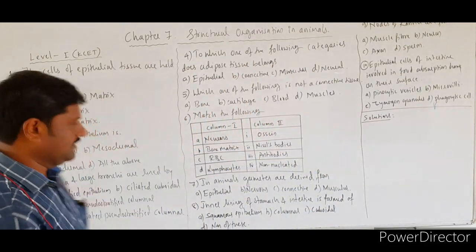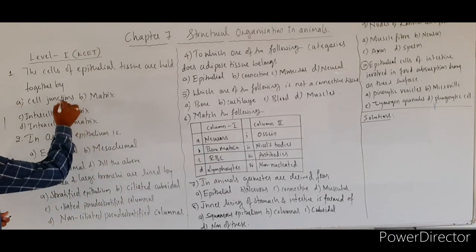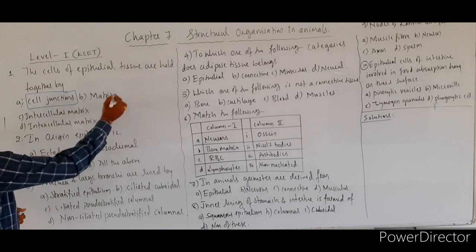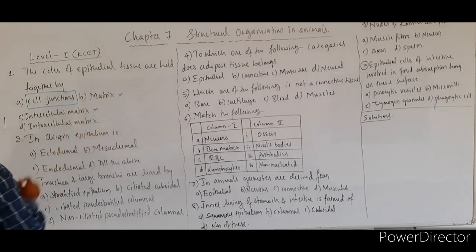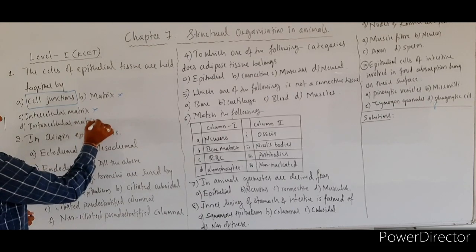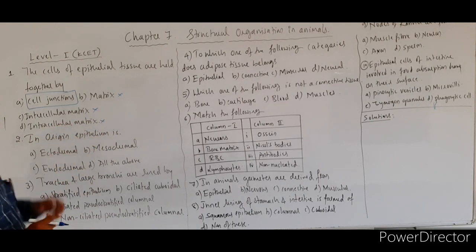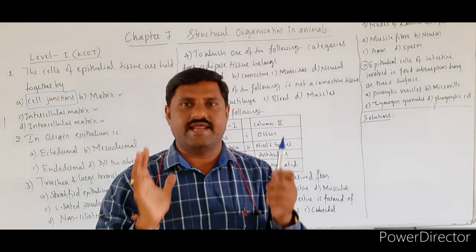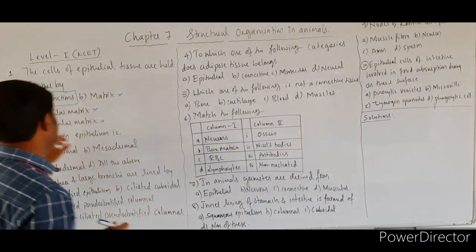Then the answer is cellular junctions. The matrix is not responsible. Intercellular matrix is the matrix in between the cells, and intracellular matrix means within the cell. So these are not the correct answers for the first question.